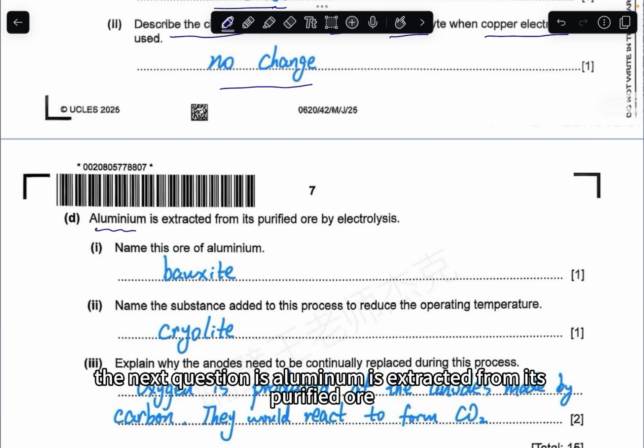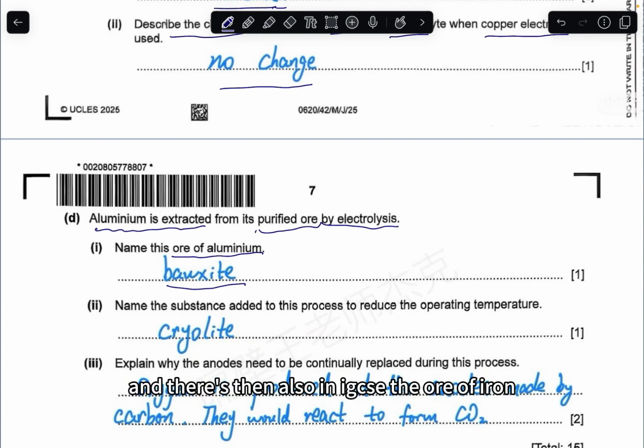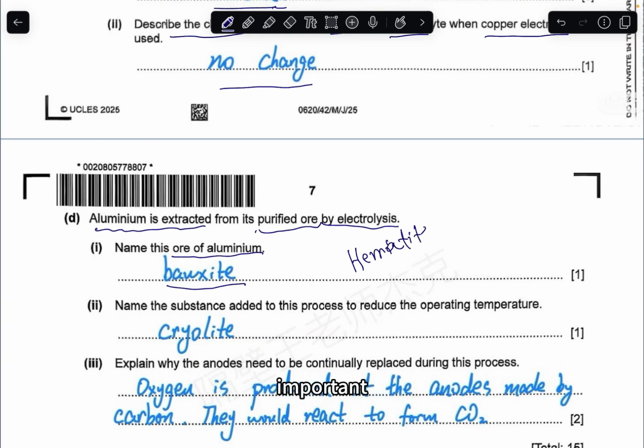The next question is, aluminum is extracted from its purified ore by electrolysis. So what is the name of the ore of aluminum? The name of aluminum ore is bauxite. So remember this word, bauxite. And there is also, in IGCSE, the ore of iron. The name of the ore of iron is hematite. That is also important, but you don't need to write it here, you just need to write bauxite.